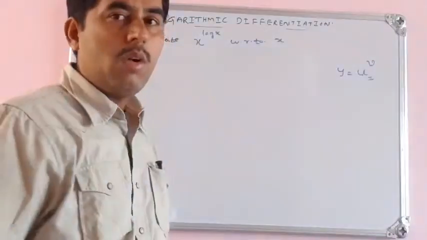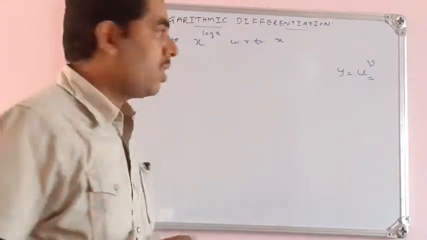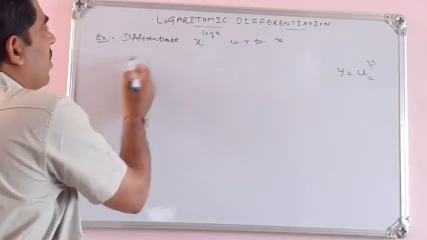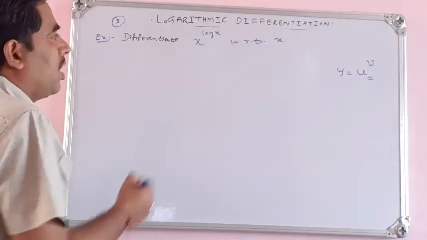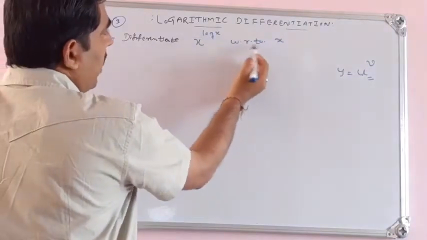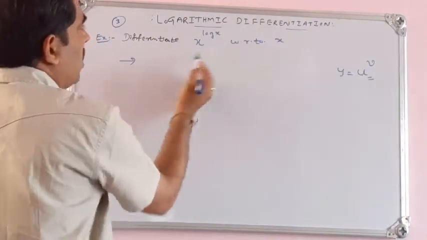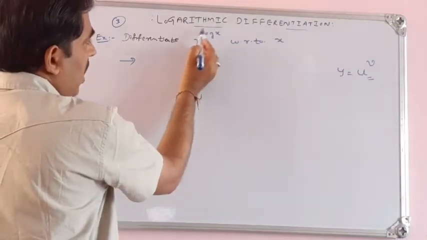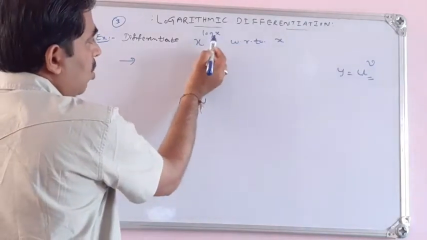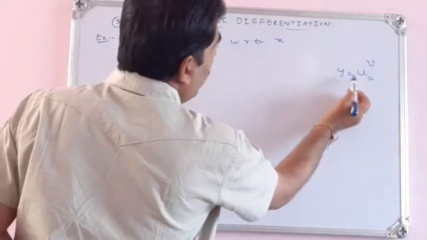So let us continue to consider some more problems in this session. I have written an example here. Differentiate, this is a 3 marks question. Differentiate x to the power of log x with respect to x. Here x is a function and log x is a logarithmic function. So it is a function to the power of a function, of the form y is equal to u to the power of v.